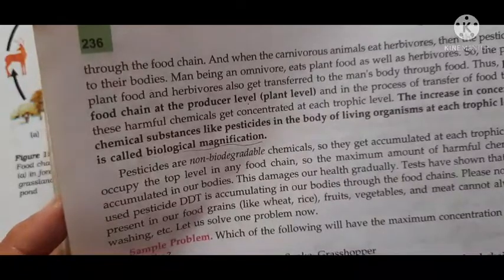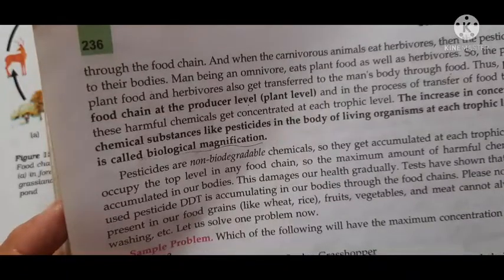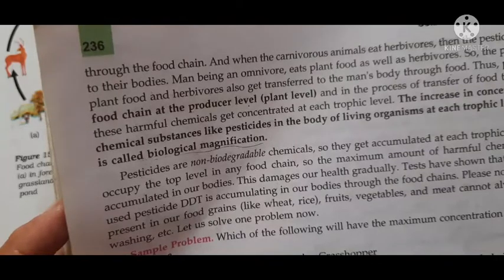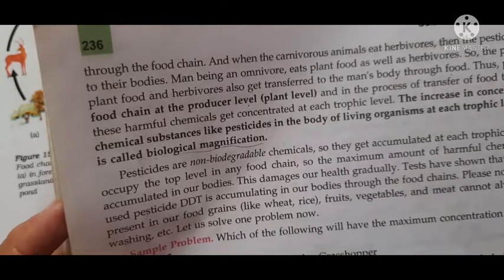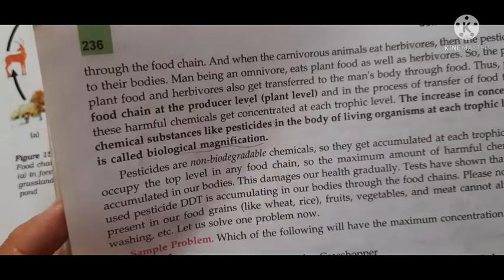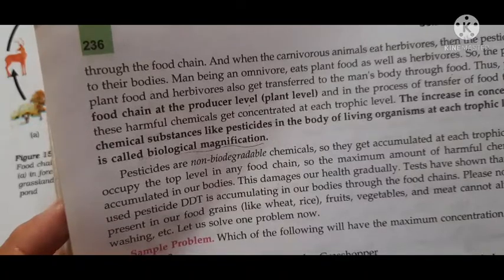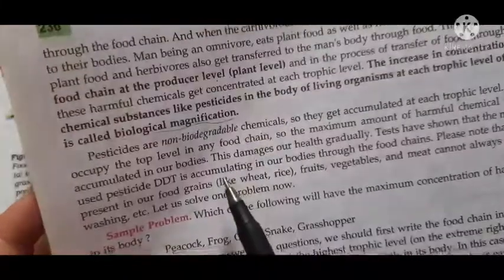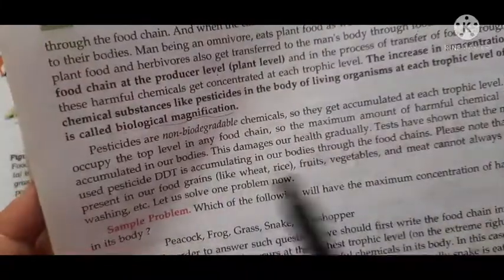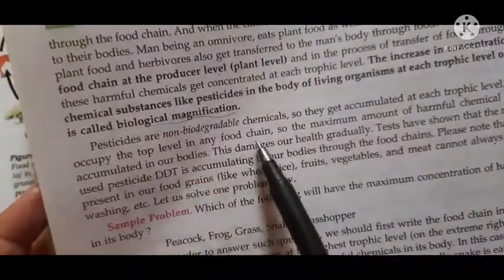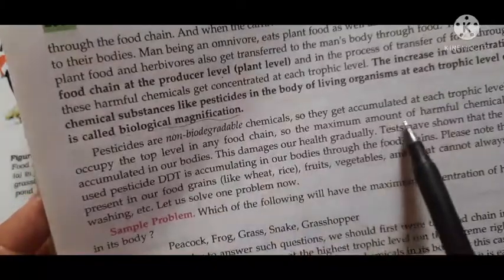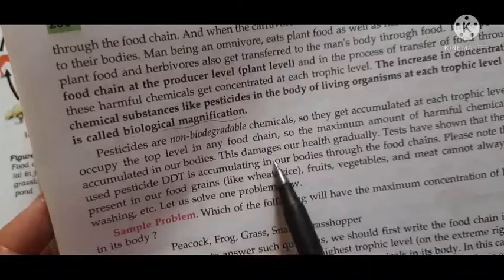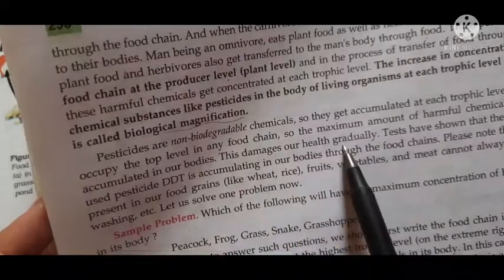That's what I told you. So it keeps on accumulating in the body, and the top organisms have the maximum amount of these non-biodegradable chemicals, and that is called biological magnification. Since humans occupy the top level in any food chain, the maximum amount of harmful chemical pesticides gets accumulated in their body. These damage our health gradually.